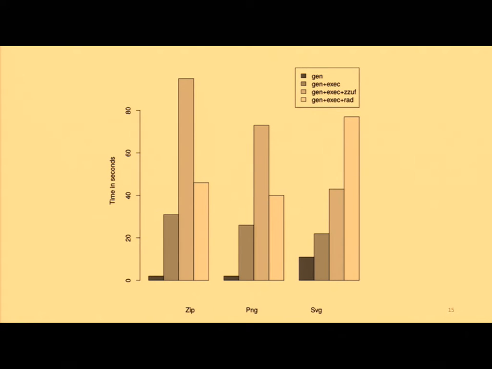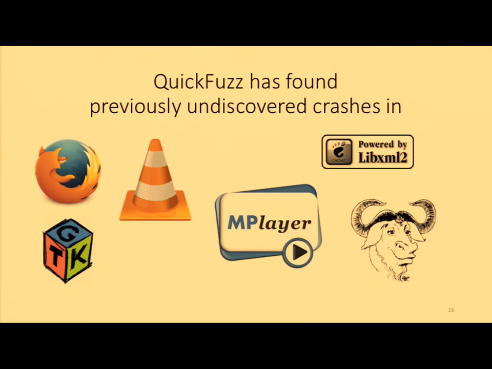Those take much more time than using a more specialized fuzzer called Radamsa, which looks at the structure of the file and tries to do something more clever about the mutation. But we see that for SVG, this is much more expensive, so Radamsa takes more time. Anyway, we found lots of bugs and crashes that were previously undiscovered.